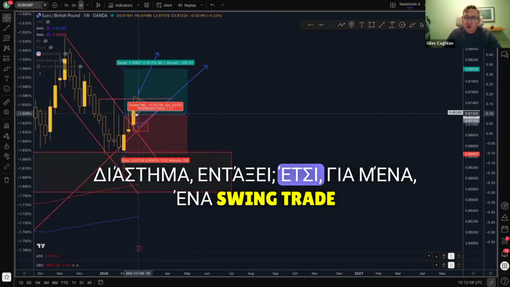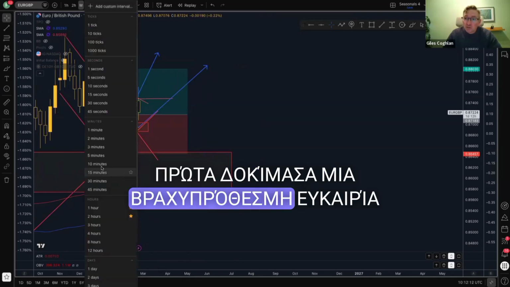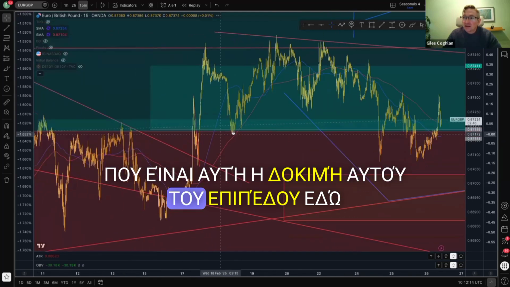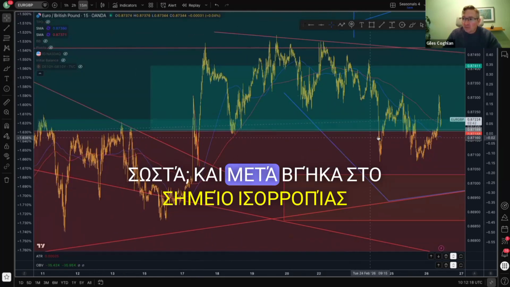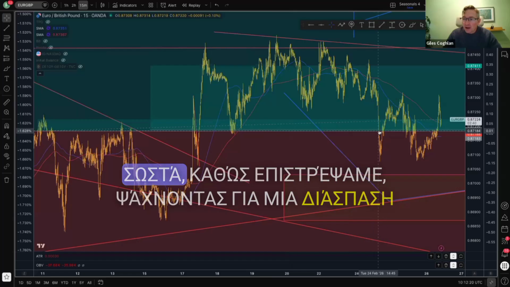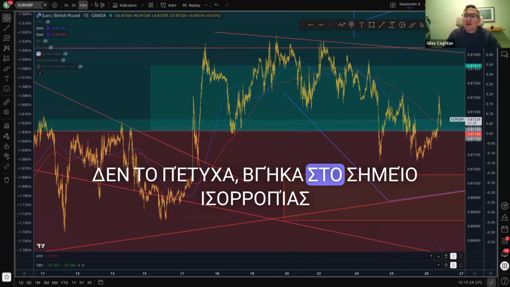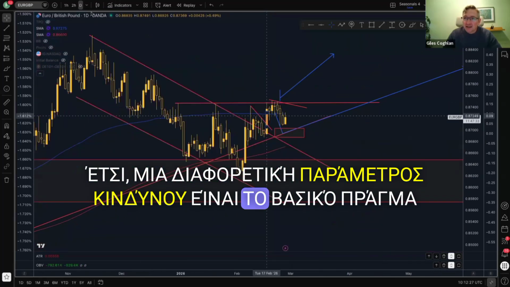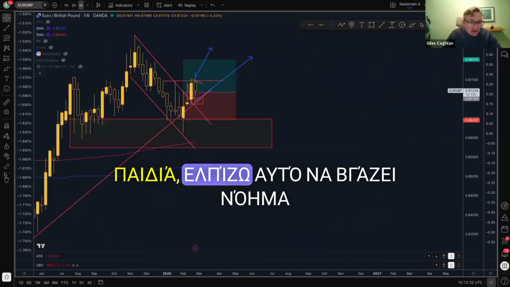So for me, a swing trade, I tried a short-term opportunity first of all, which is this test of this level here, right? And then I was taken out at break even, as we went back down, looking for a break, I didn't get it. Took out a break even, but re-entered as a swing trade. So a different risk parameter is the key thing to be aware of. But I hope that makes sense.